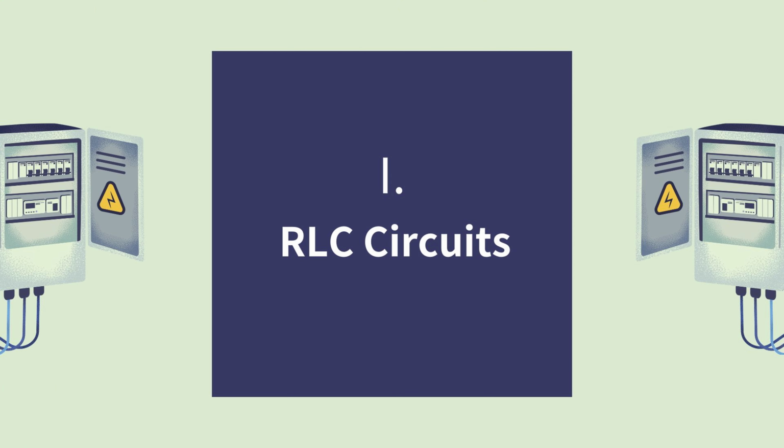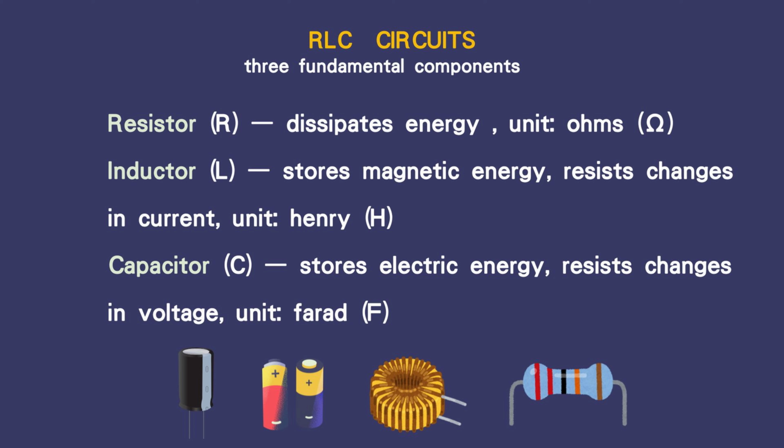Let's look at RLC circuits. In the beginning, we introduce three fundamental components: resistors, inductors, and capacitors. Resistor, denoted as R, is a component that dissipates energy, mainly in the form of heat. Its unit is ohms. Inductor, or L, is used to store magnetic energy. It resists change in current, and its unit is the Henry. Capacitor, or C, stores electric energy and resists change in voltage. Its unit is the Farad.